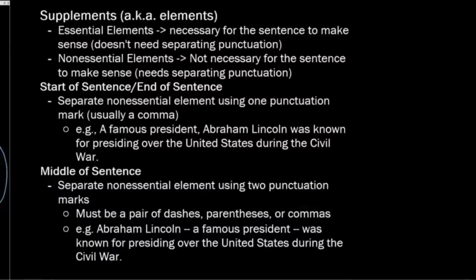Now we have supplements, otherwise known as elements. Essential elements are necessary for the sentence to make sense, and they don't require any separating punctuation. A non-essential element is separated from the rest of the sentence by either a comma or two commas, a pair of dashes, or a pair of parentheses, right? And the sentence still makes sense when a non-essential element is not there. But if a sentence doesn't make sense when something is missing, it means there was an essential element.